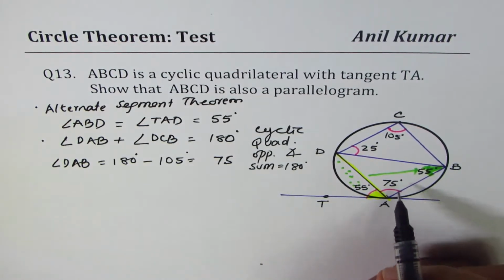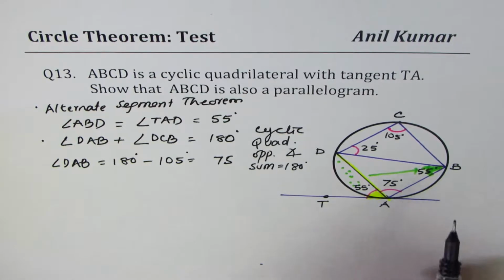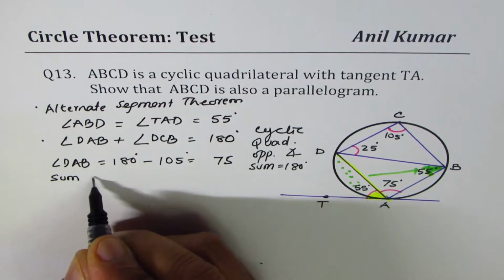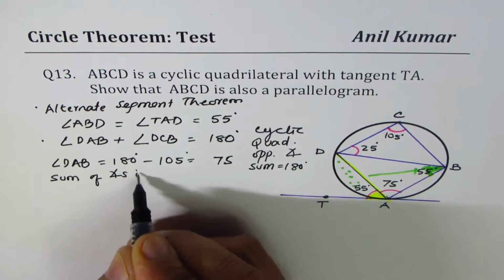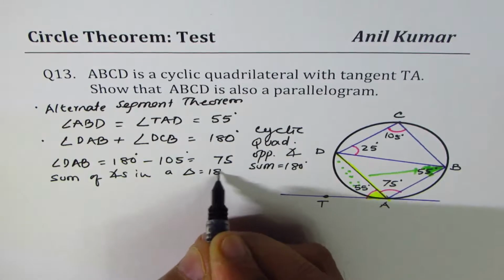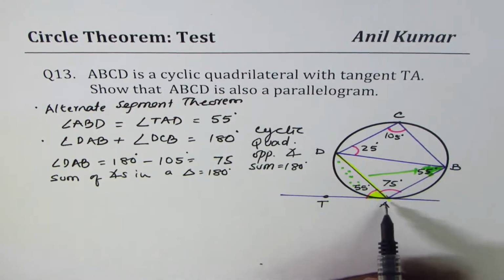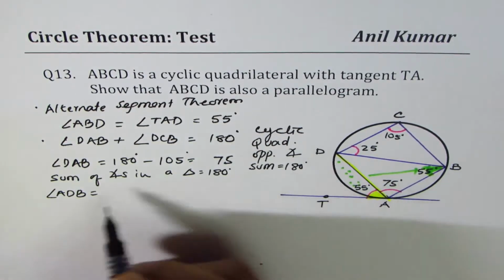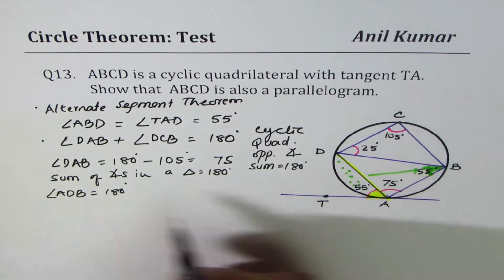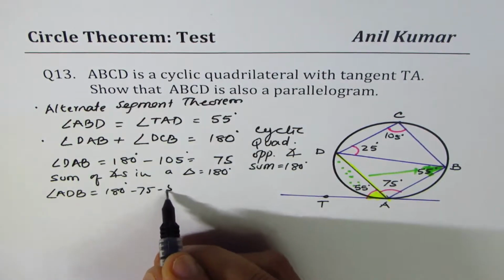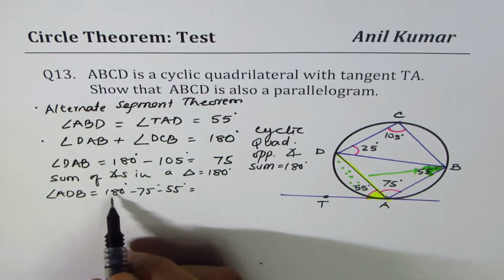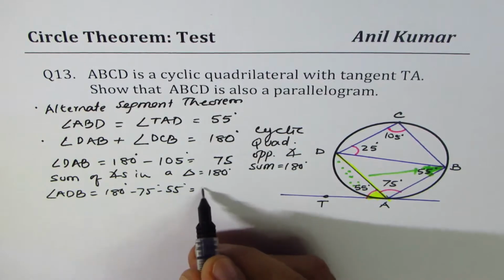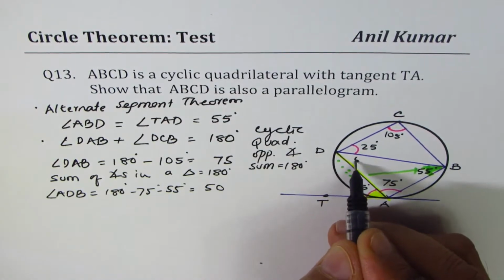Now once you know this angle, you can find the other angles also. Sum of angles in a triangle is 180 degrees, right? So that should help us to find ADB. Angle ADB equals 180 degrees take away these two, that is take away 75 and then take away 55. When you take away 75, it becomes 105, and 105 take away 55 will be 50 degrees. So this is 50 degrees.